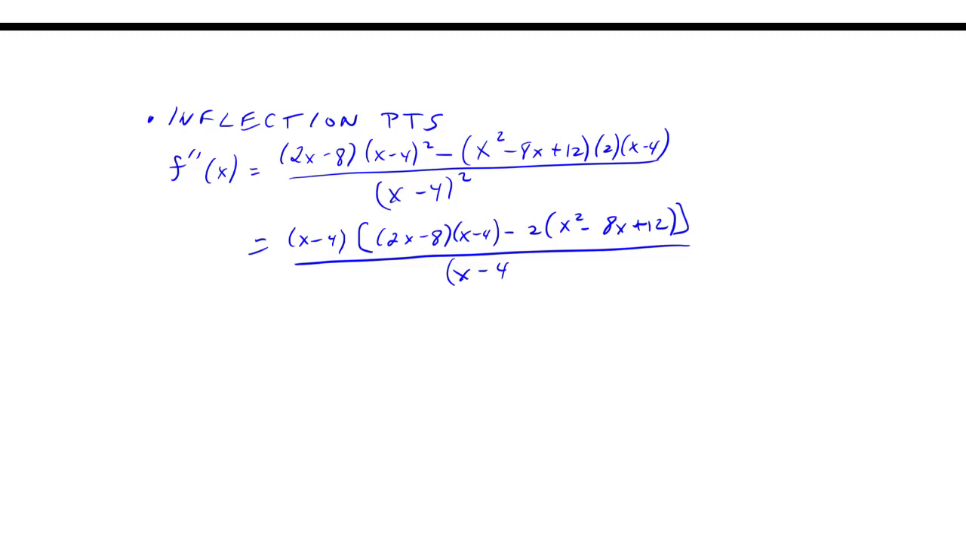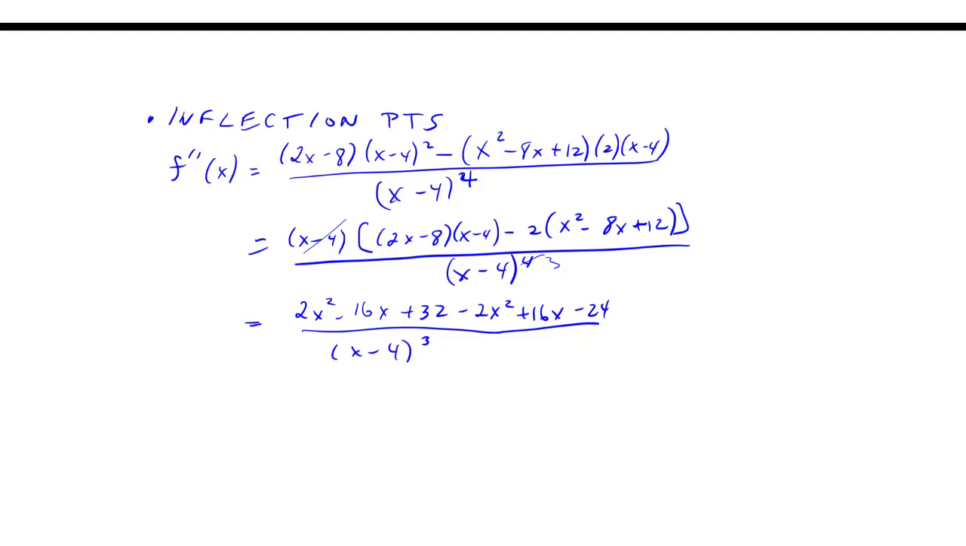Whoops, I'm sorry, back up here, it should have been x minus 4 to the 4th, because it was squared and squared again. So again, one of those x minus 4s is going to cancel, and I'm going to get x minus 4 cubed down there. If I multiply out the top, I get 2x squared minus 16x plus 32 minus 2x squared plus 16x minus 24. That ends up giving me 8 over x minus 4 cubed. And so there we have our second derivative.